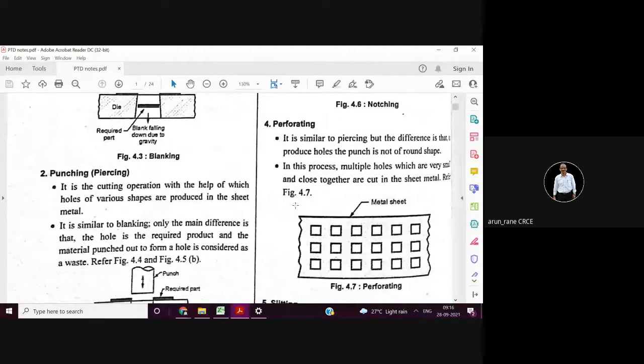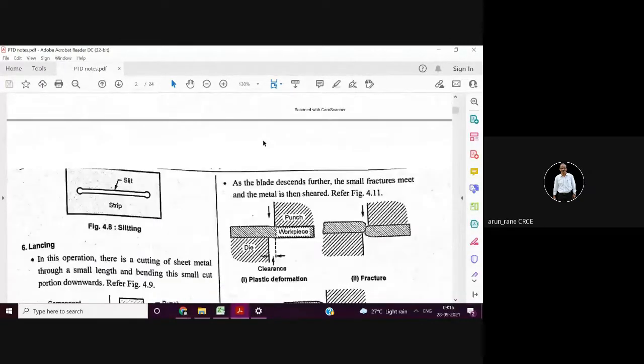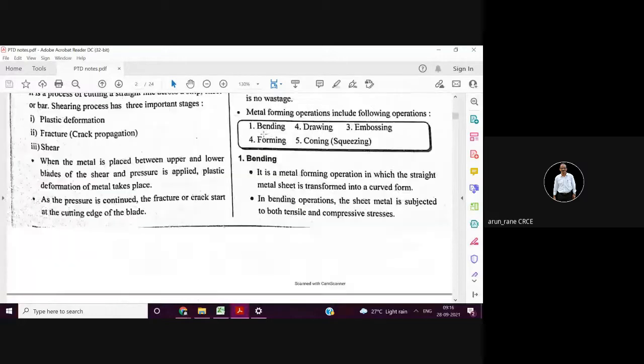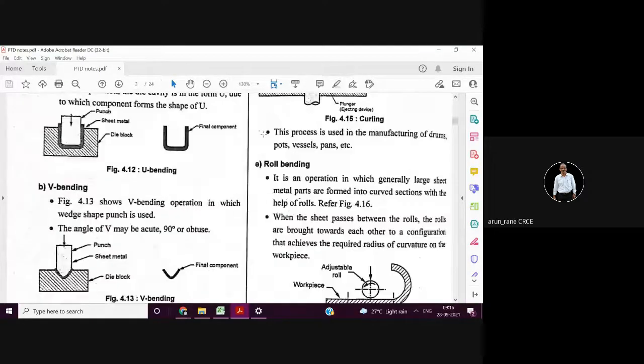We discussed the operations and types of presses, cutting theory, and some differences, also I have told you.